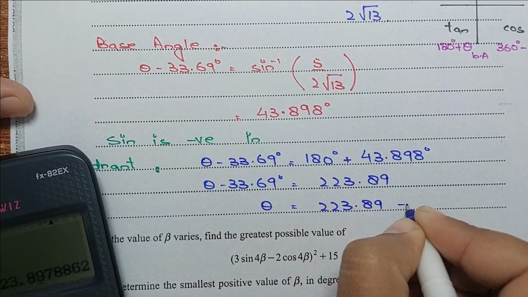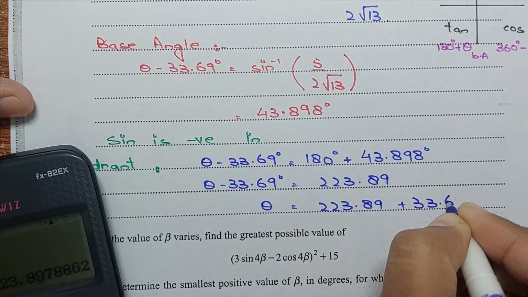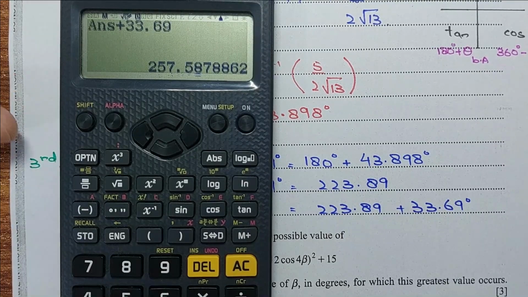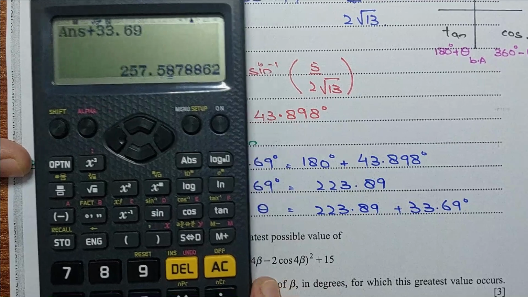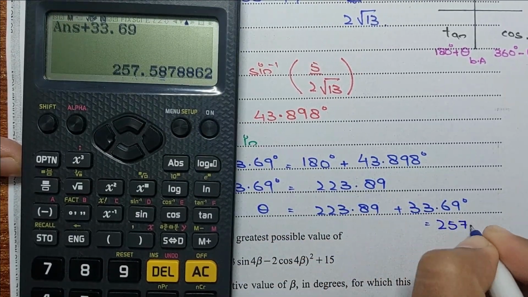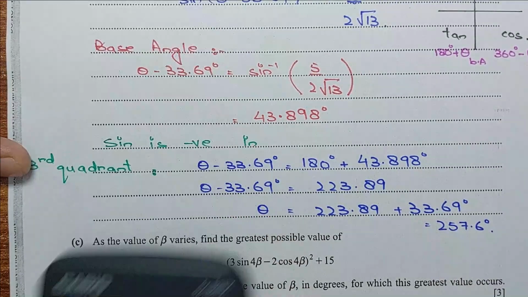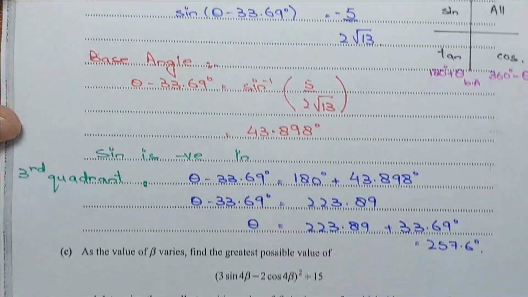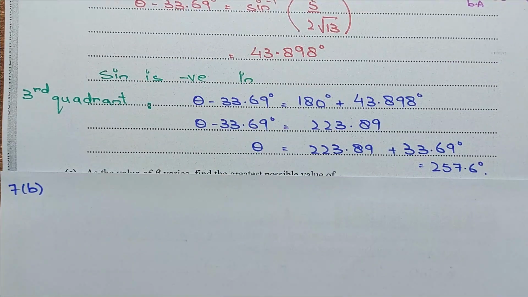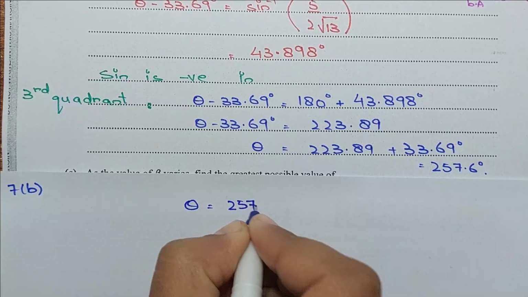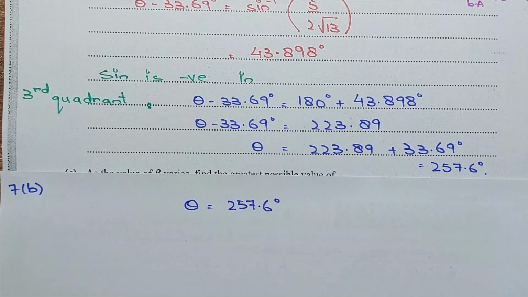223.89. You have to add 33.69 on the other side, plus 33.69, that gives 257.58, or 257.6 degrees. This is the value for theta, and this is in the range 0 to 360 degrees. This is for the third quadrant, right? So we can say one solution is theta equals 257.6 degrees.